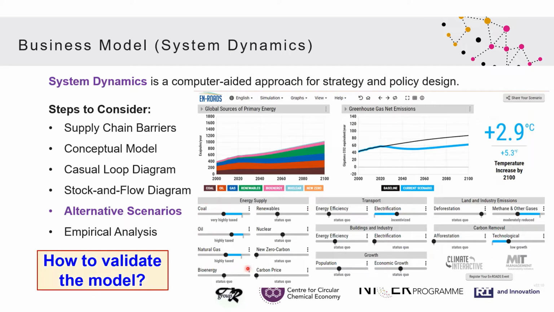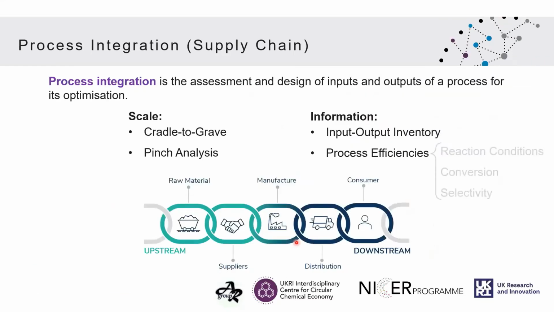How can we estimate the information? Well, we can look at trends, we can look at the literature, we can look at previous experience. But if we improve, for example, the supply chain, we will have better understanding and more accurate data. And that's, I'm going to jump to the next modeling technique, that is process integration or supply chain.